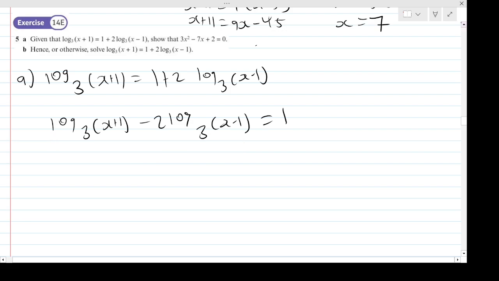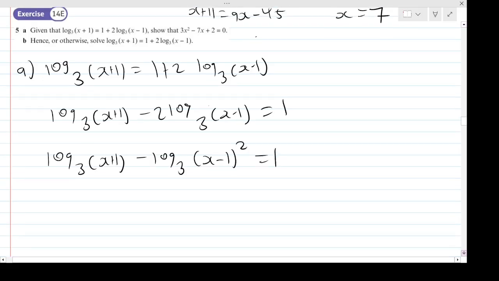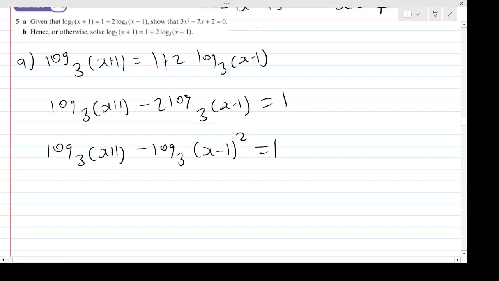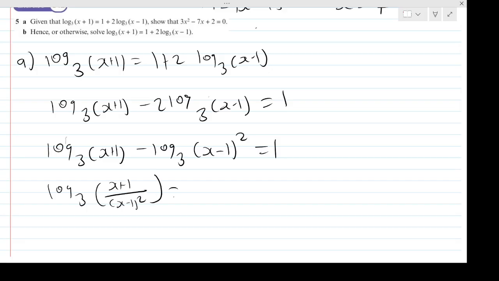So again, if I'm subtracting, I'm going to divide the x plus 1 by the x minus 1. I'm going to divide the two logs, but I have a 2 in front. That's troublesome, right? I only want singular logs, just 1 in front. I've got 2, so I'm going to bring it in as a power. So log 3 of x plus 1 take away log 3 of x minus 1, that'd be squared then, because the power would be 2, equal to 1. And then at that point, now I can divide. So log 3 of x plus 1 divided by x minus 1 squared equals 1.